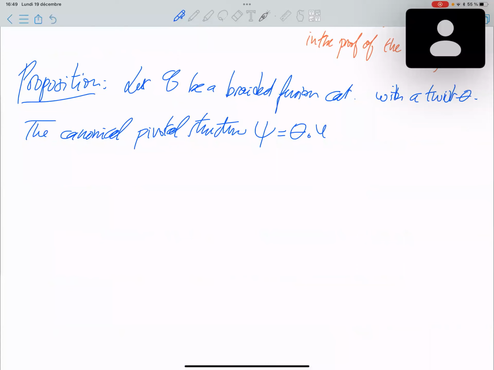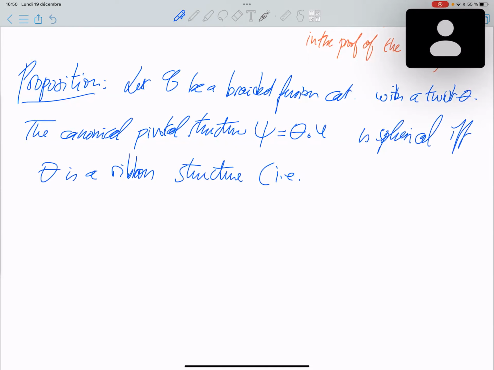So then the pivotal structure is spherical if and only if theta is a Ribbon structure. Which means that we have something. If you have this equality, this is a twist if and only if this is pivotal, and now this is spherical if and only if this is Ribbon. So you have an automorphism of the identity. It can be a twist, which is equivalent to that to be pivotal. And it's a Ribbon, which is equivalent to that to be spherical. It's quite interesting here.